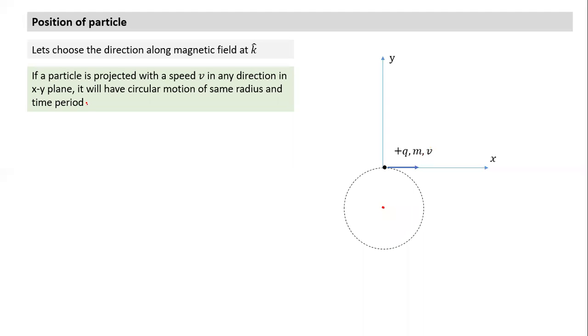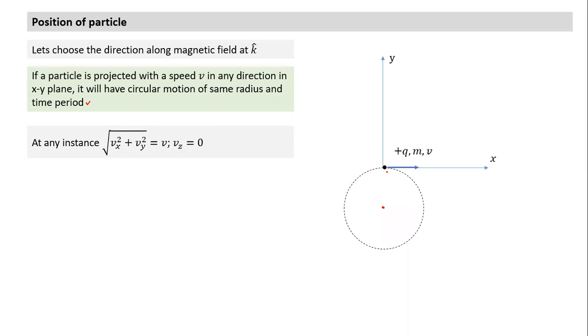Will it have circular motion? Earlier, it was projected along the x-axis. Now take any direction in the xy plane. If you project it there, will it have circular motion? Yes, it will still have circular motion, as long as the velocity remains in the xy plane, perpendicular to the magnetic field. If velocity is perpendicular to the magnetic field, it will still have circular motion. The only thing that changes is the center of the circular motion, and the period will remain the same.